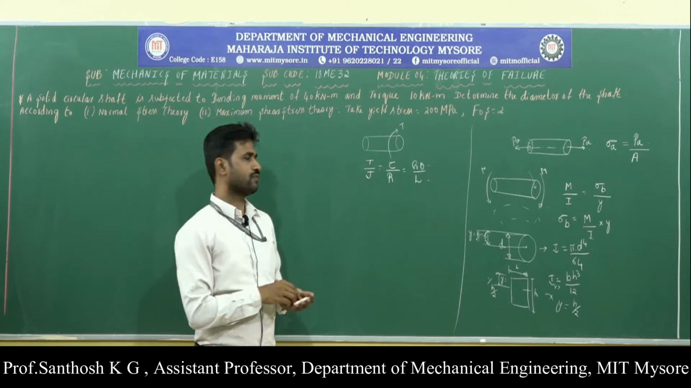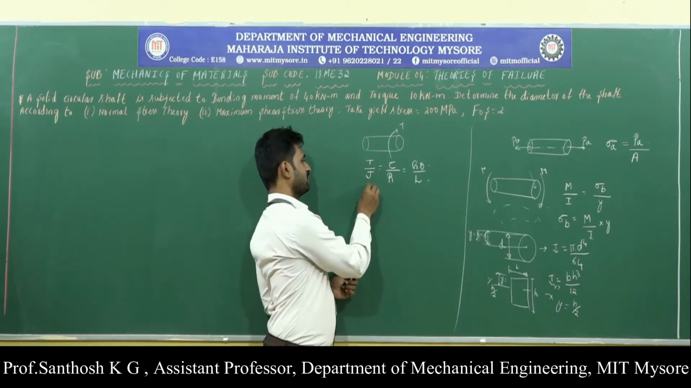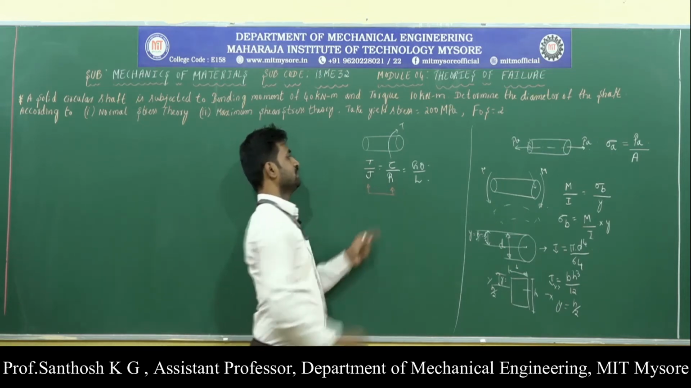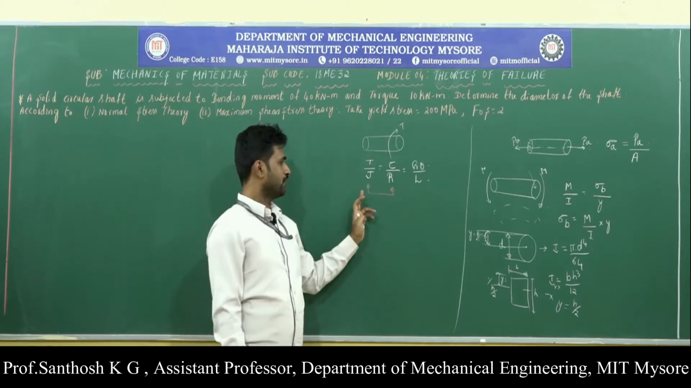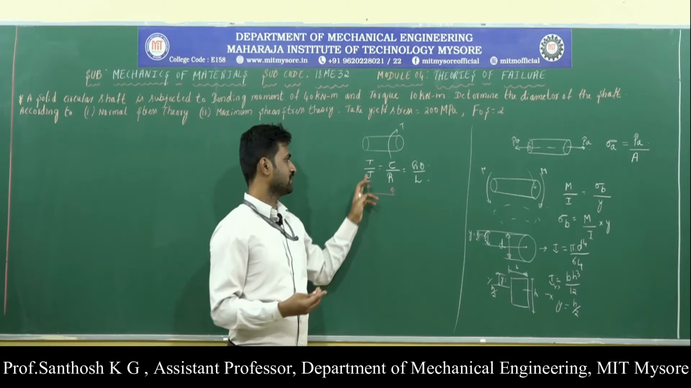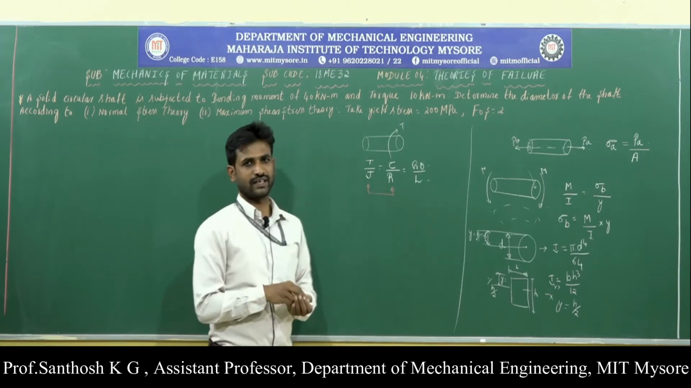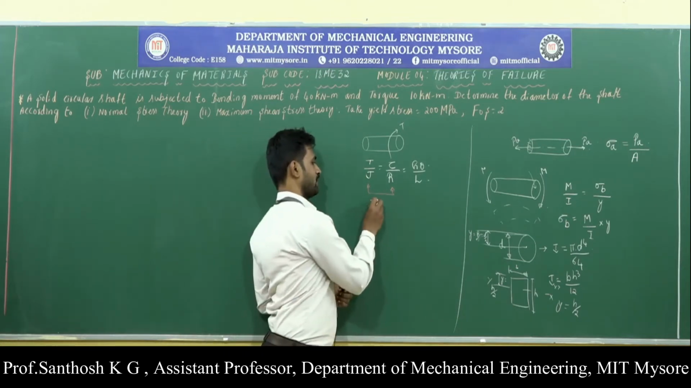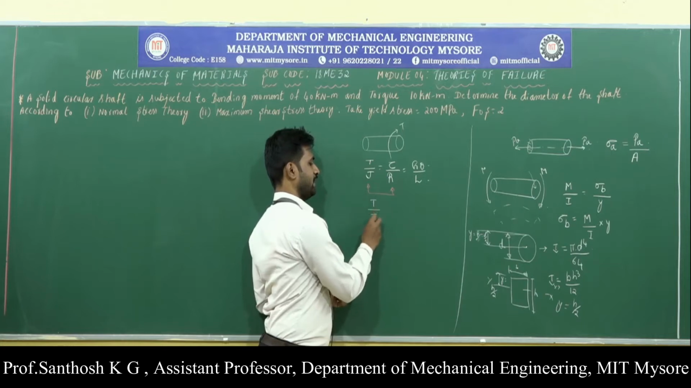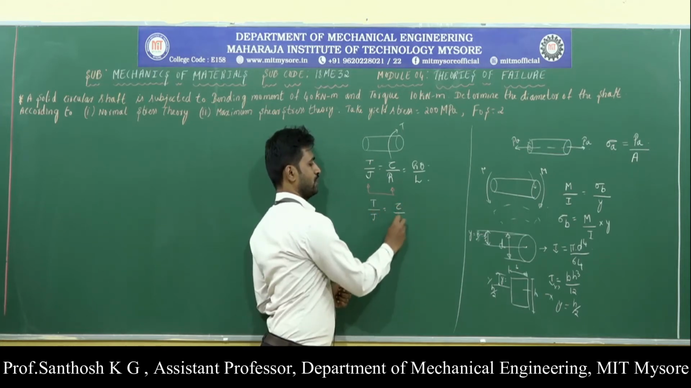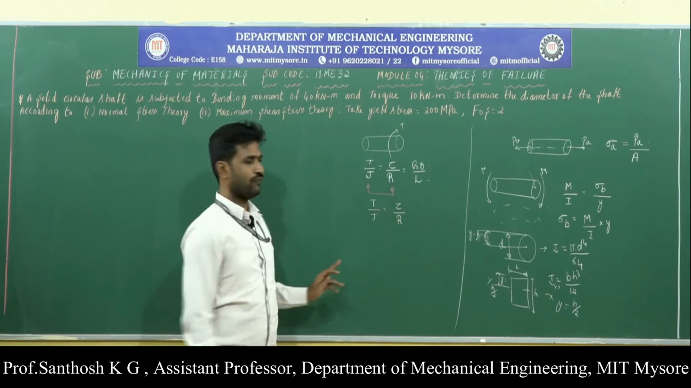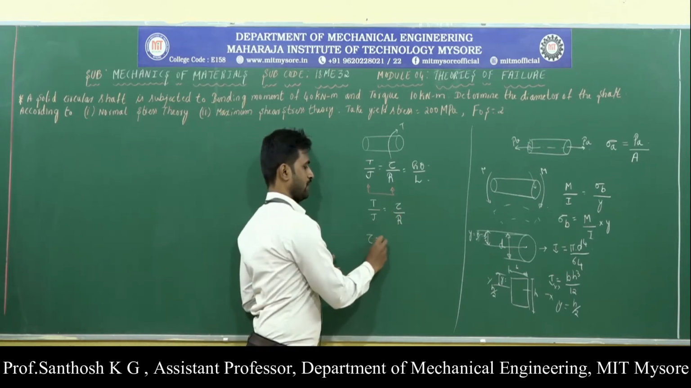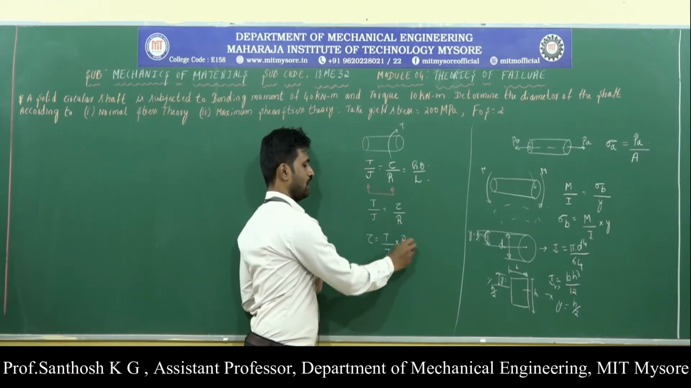So, in most of the problems, in order to calculate the value of the shear stress induced due to the torque, we will be evaluating the first term with the second term, that is, we are evaluating T by J equals tau divided by R. So, here I need to get the value of tau. So, tau will be equal to T divided by J into R.